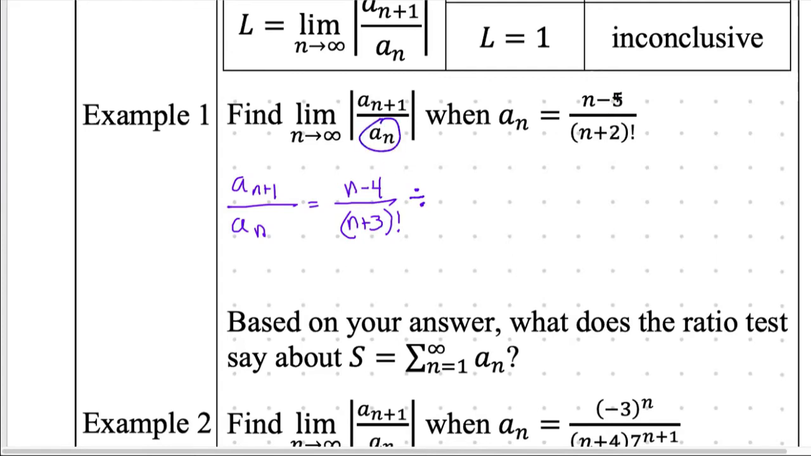That a sub n is this fraction exactly. So I'm just going to rewrite this fraction now. This is n minus 5, all of this divided by n plus 2 quantity factorial. So far, all I'm doing is plugging in the formula. I know that this a sub n plus 1 might be a little bit confusing. It just means that n is increasing by 1. I'm pausing to give you guys time to ask questions, to write, to digest the math.